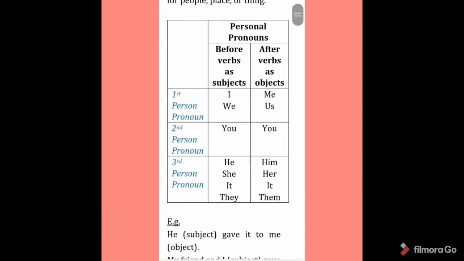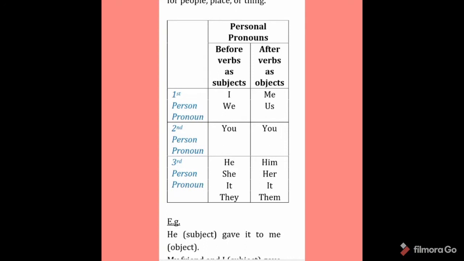Now I have made a tabular form. First person pronoun. First person pronoun is used before verbs as a subject. For example, I eat food. Eat is a verb and I is used before eat. That's why I is a personal pronoun.